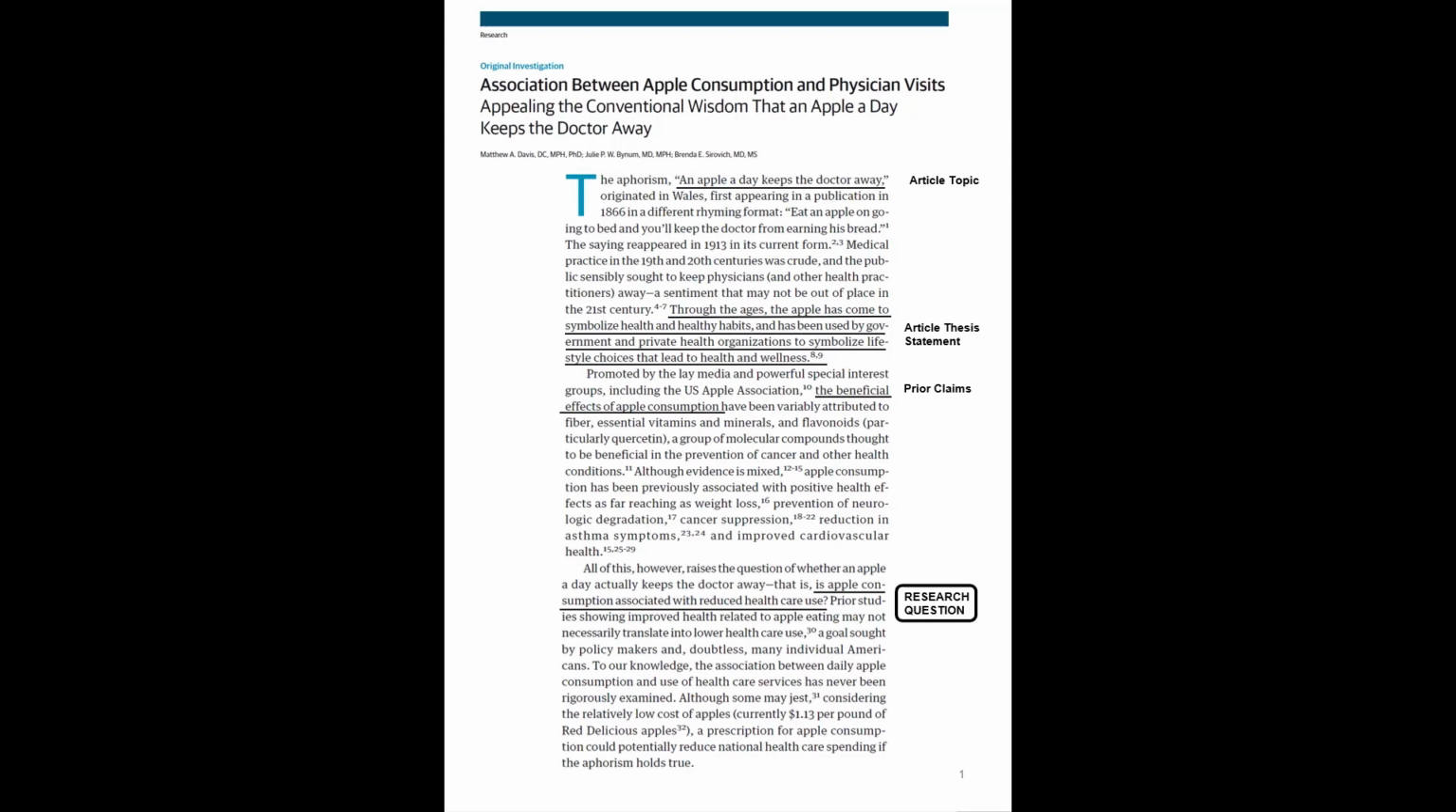Then as we go down through the article, we read at least the first sentence of every paragraph. And we simply underline important points out of the article. So let's go through this article.